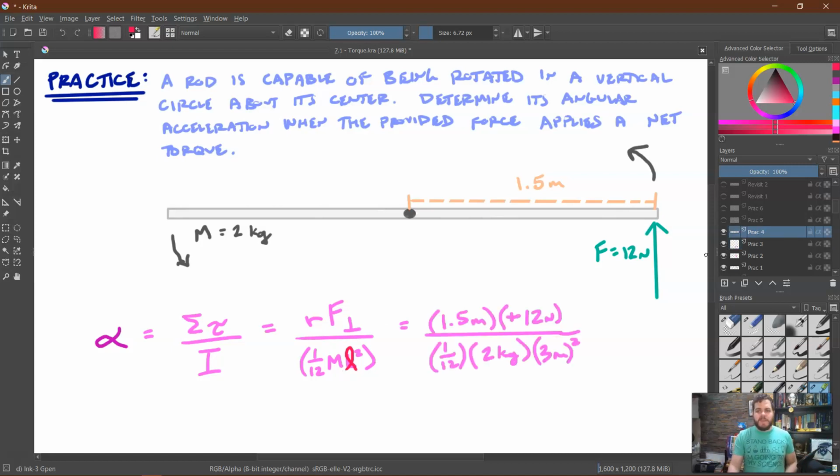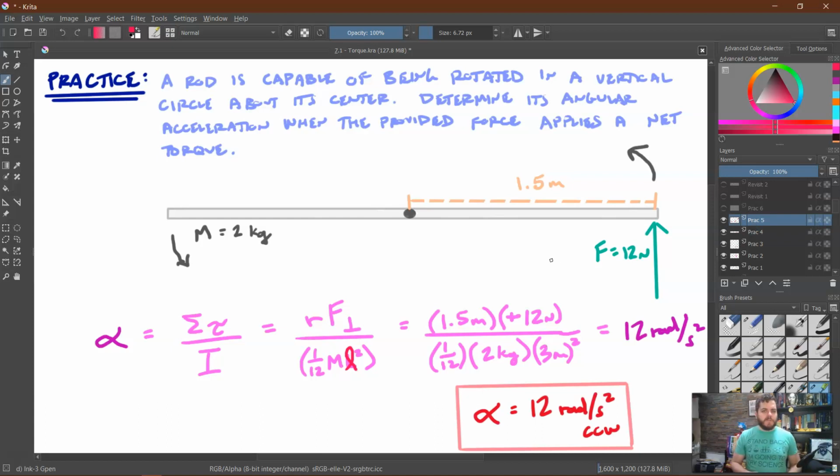And let's just start sticking in numbers. The length of the lever arm is 1.5 meters. The force is 12 newtons, and this is going to be positive because it's going to cause the object to go in the counterclockwise direction. And then on the bottom, we have 1/12. The mass is 2 kilograms, and the entire length, well, half of it is 1.5 meters, so the entire length is 3 meters, squared. I'll plug this in my calculator, and I get a value of 12 radians per second squared. Or in other words, this object is going to start angularly accelerating at a rate of 12 radians per second squared in the counterclockwise direction. And with that alpha, I could figure out how far it has rotated, or how quickly it is rotating, its angular velocity, by using those rotational kinematic equations.